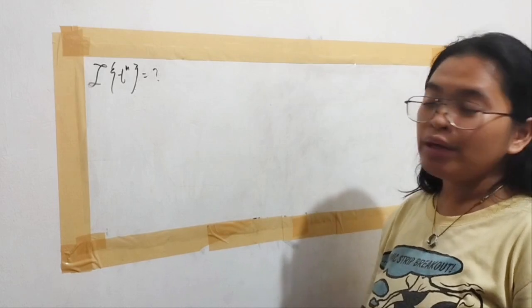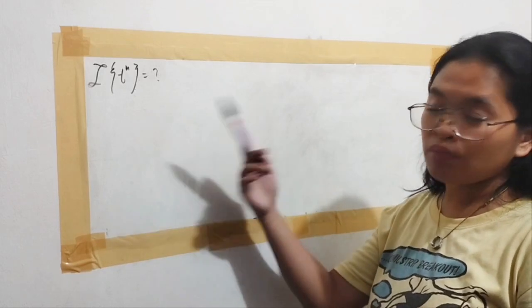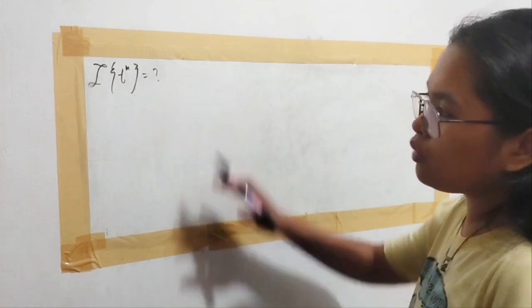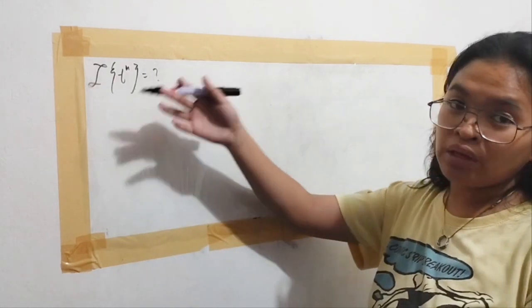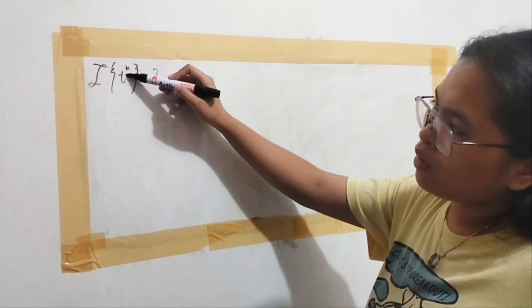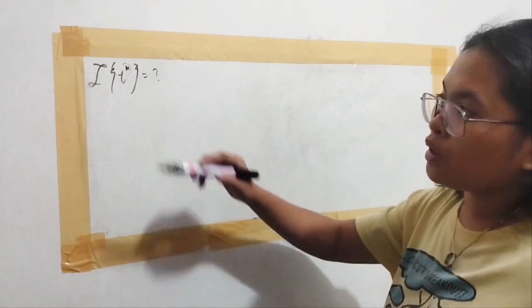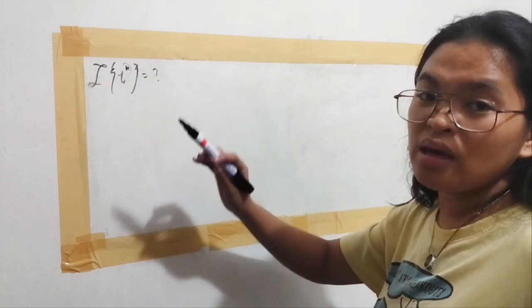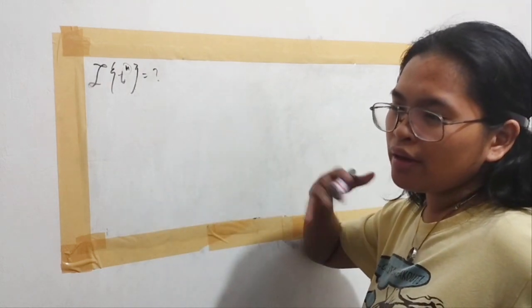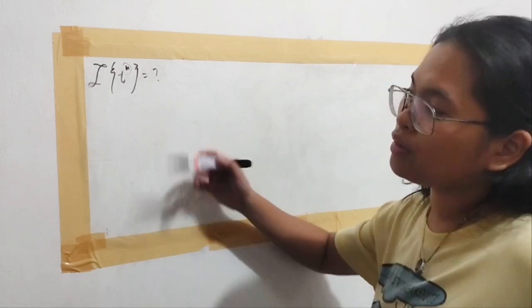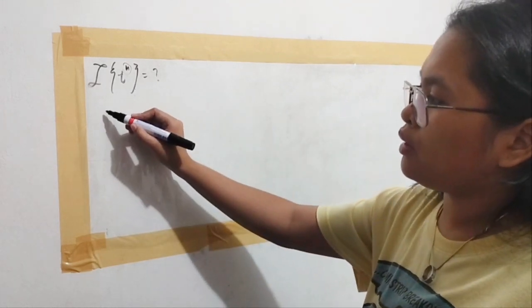So here we have the Laplace transformation of t raised to n. So how can we get the Laplace transformation of t raised to n? Since n is a constant, we can assume that it can be any integer, any real number.